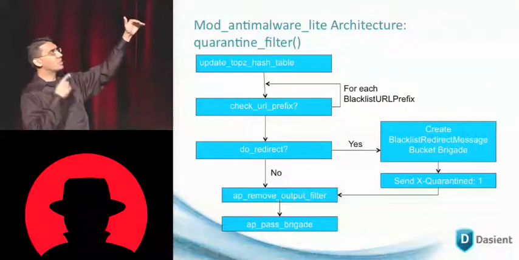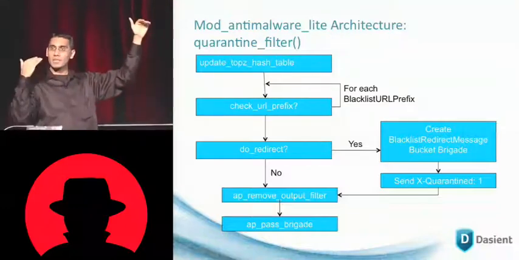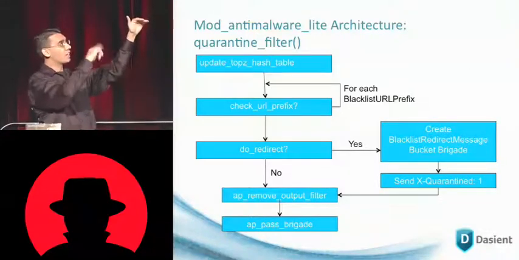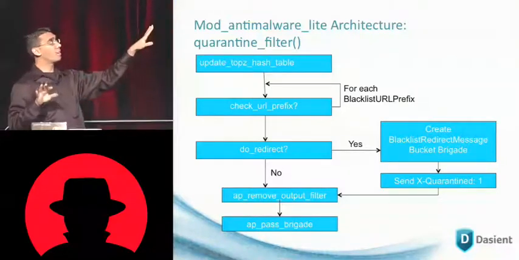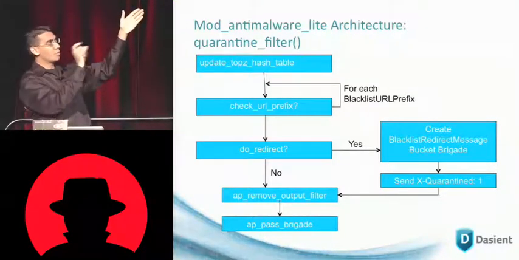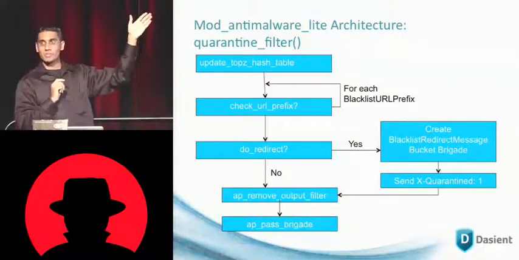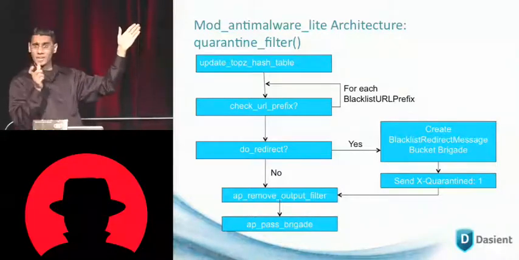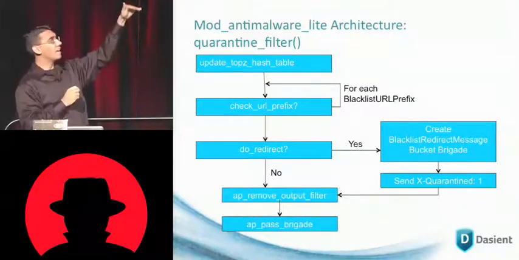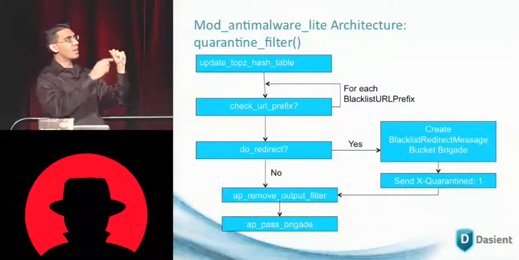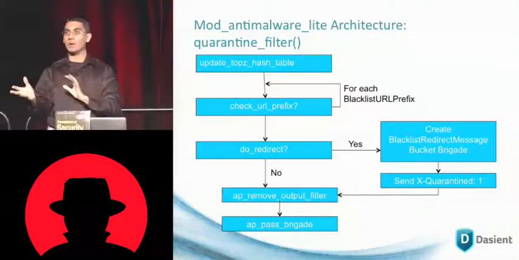It will then, for each URL prefix that there exists quarantining directives for, it'll check. Or actually, I'm sorry, I'm talking about the mod anti-malware light architecture here. So it'll look for each URL prefix for which there's a blacklist URL prefix directive, and will check whether or not the URL being accessed is for that URL. And if it is, it will basically serve the redirect message and will construct a completely new bucket brigade.